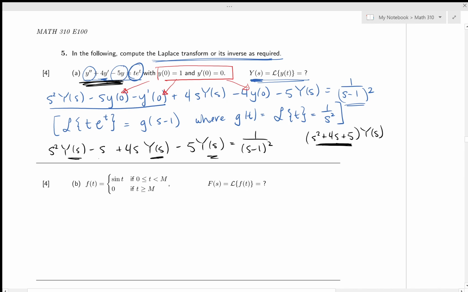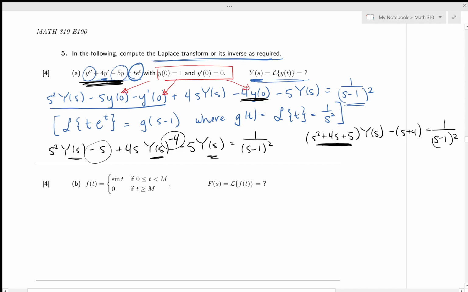There's an s here, and whoops, I think I've lost a term actually. Yep, I've lost this term right here. Okay, so there should be plus 4s. Sorry, when I was doing this here, there's a minus 4 and a minus here. So there's a minus s plus 4 here, and then that is equal to 1 over s minus 1 squared.